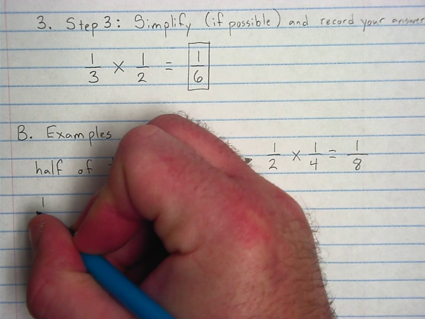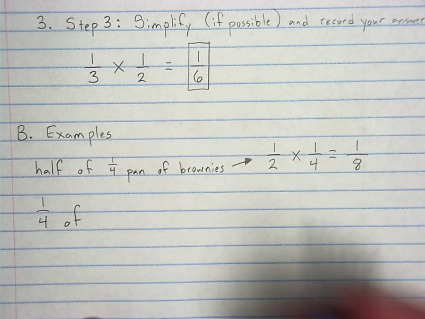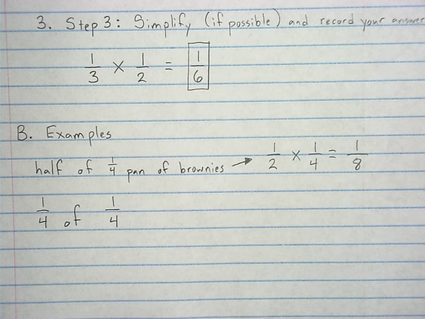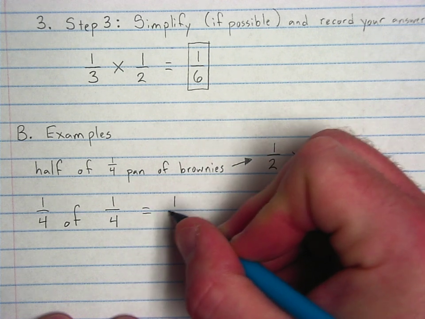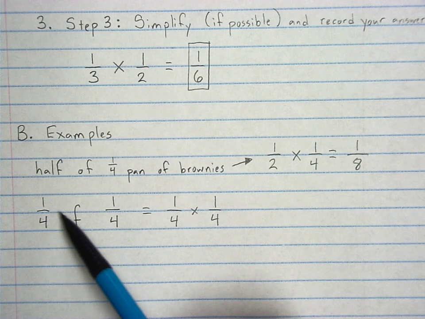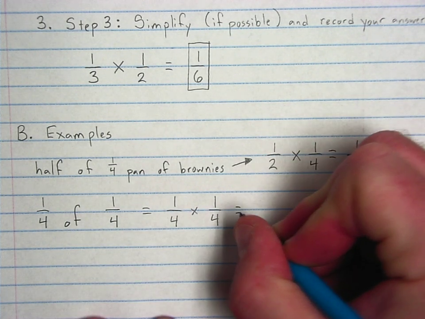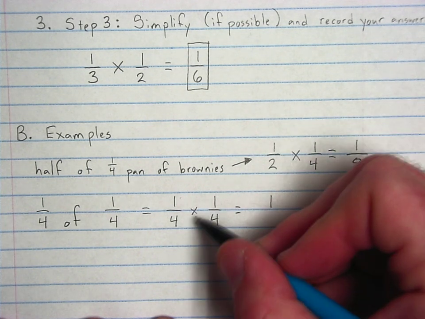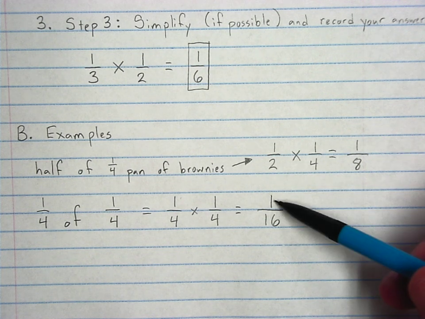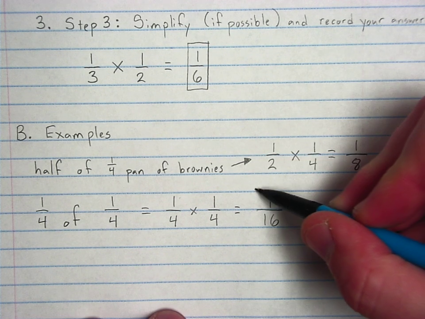All right, let's jump straight to fractions this time. 1/4 of 1/4. I'll write it a little bit bigger this time. 1/4 of 1/4. Well, this is the same as 1/4 times 1/4. Remember, of, fraction of, means multiplication. 1 times 1 is 1. 4 times 4 is 16. I'll check. It's a unit fraction. I can't divide the top and the bottom by anything, so we're all done.